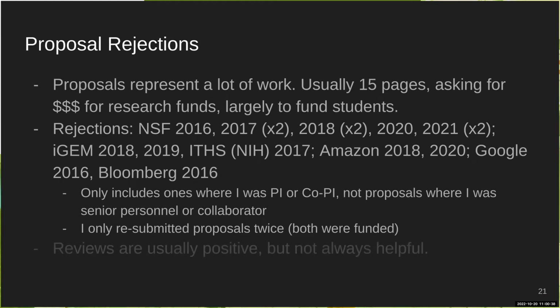Resubmissions sometimes work. Reviews are usually positive because they are checked by a program officer at NSF. They're not mean, but sometimes they're not helpful. Sometimes it's like, we don't know if this is good. This isn't clear. That's not clear. And you're like, well, a little more help here, but they only have so much time to review these things.